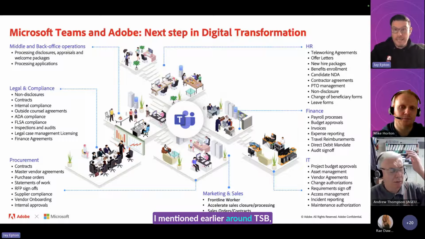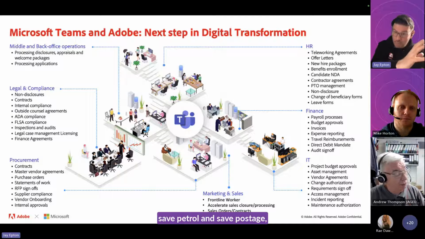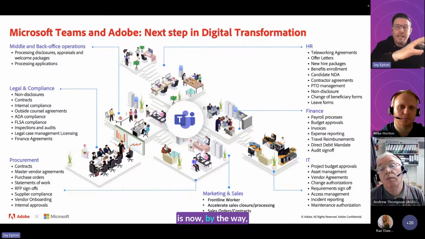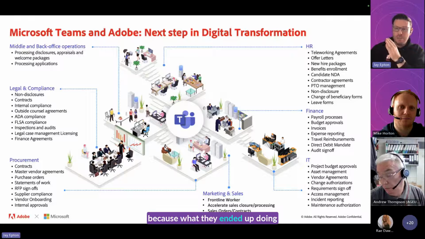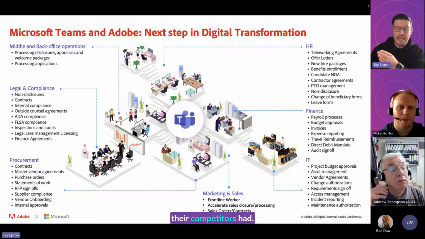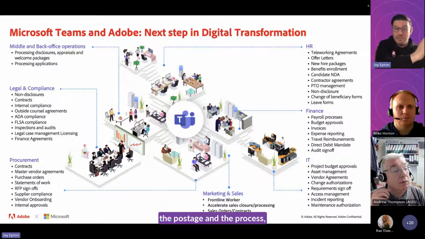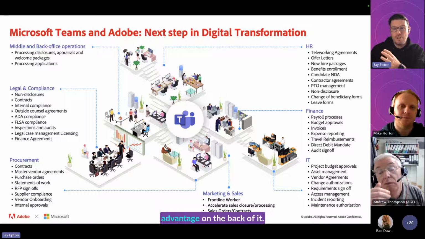I mentioned earlier around TSB, not only did they save paper, save petrol, and save postage. I can't believe how much postage is now, by the way. But the reality is that they also gained a competitive edge, because what they ended up doing was taking a 2-week average process, which, by the way, most of their competitors had. And what they managed to do is not only save all the money on the postage and the process, but they also got a competitive advantage on the back of it.